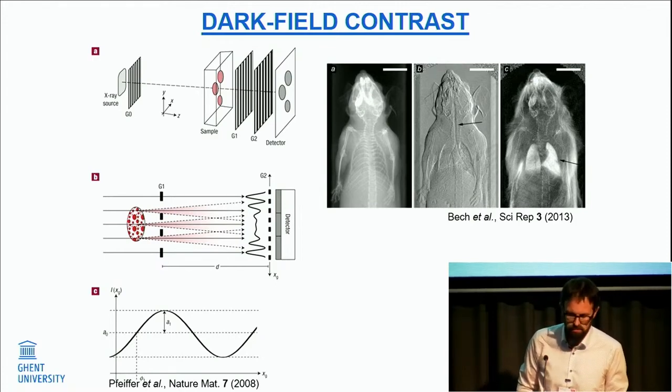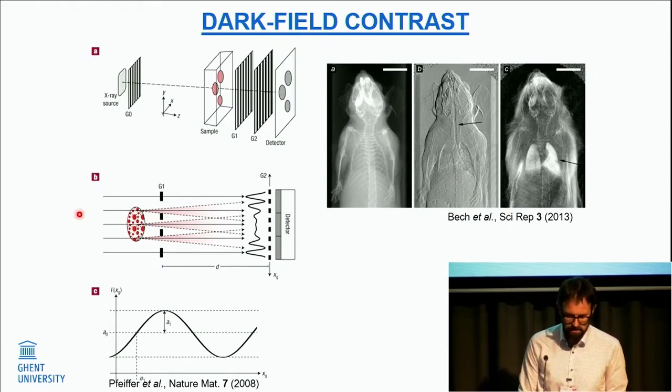So dark field contrast is one of the three modalities that you get in many techniques like grating-based interferometry. So you have there the classical transmission that you see, or absorption-based contrast. You have the phase contrast, which is the refraction of your X-rays. And then you have the dark field contrast. Dark field contrast is a technique that's based on small angle scattering.